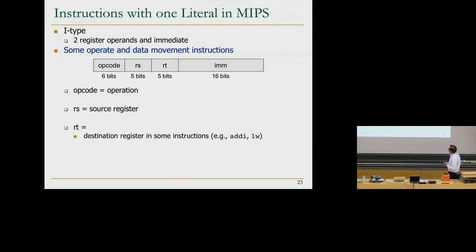Okay, I've already said this. RT is the destination register in some instructions, it turns out, and the source register in others. It's not very nice, but you need to look at the definition of the instruction to see what these RT bits specify. Is it the destination register or the source register? That's why it's not called RS2 over here, because sometimes it's the source, sometimes it's the destination, depending on the opcode. And immediate is the literal or the immediate.